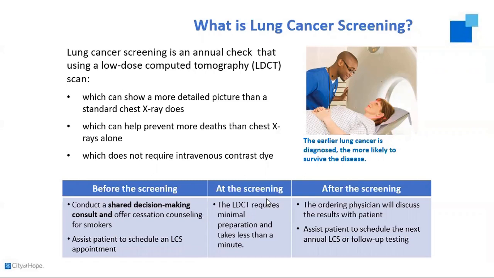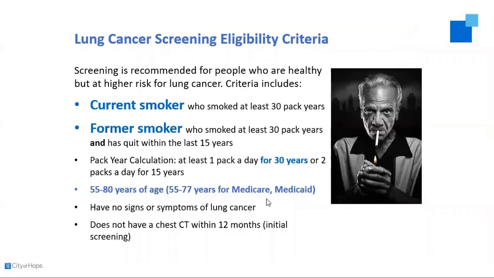Being part of the lung cancer screening program, there are a few steps that need to happen. Before the actual screening, you have to talk to your provider about doing what we call a shared decision-making consult to discuss the risks and benefits of being part of the program, and also offer tobacco cessation counseling if they're active smokers. And then you will be scheduled to have your CT scan. There's usually very, very minimal preparation, and it usually is a fast CT scan when you actually do it. And then after the screening, your ordering provider will discuss the results with you, and then will let you know what is the next step. In order to be part of the lung cancer screening program, several criteria need to be met.